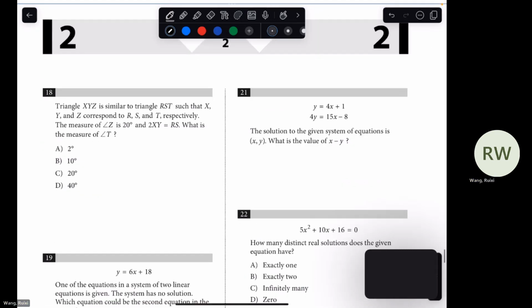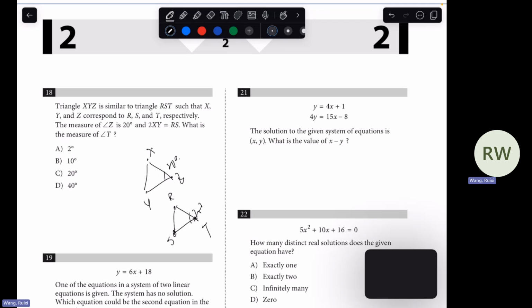Okay, let's do 18. Triangle XYZ is similar to RST. It's nice that they are actually in order, right? But you always want to double check if that's true. The measurement of angle Z is 20 degrees, and XY equals twice RS. Oh, T is just 20 degrees, right?